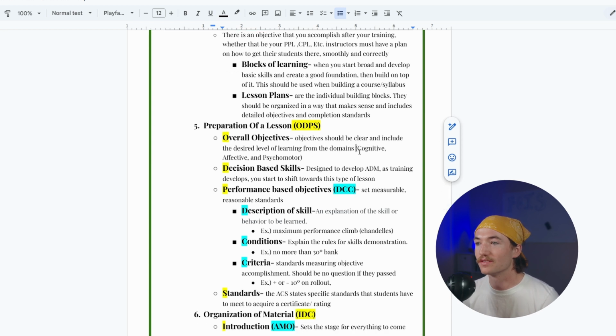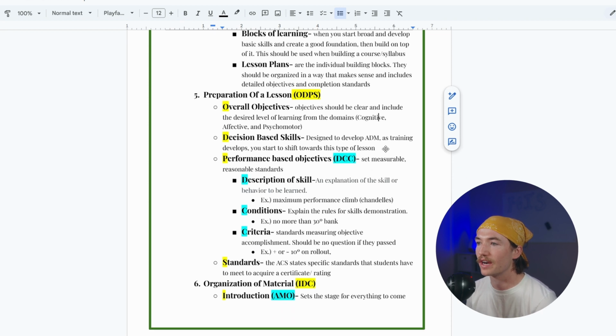So just like what we talked about earlier, all of these things are going to be intermingled some way. Cognitive, the affective, and the psychomotor domains. And then D is going to be decision-based skills, designed to develop aeronautical decision-making. As training develops, you start to shift towards this type of lesson. So you don't start off with decision-based skills or decision-based learning with like a brand new private pilot, but over time, you start to develop those skills, and then you start to transfer your teaching into decision-based.